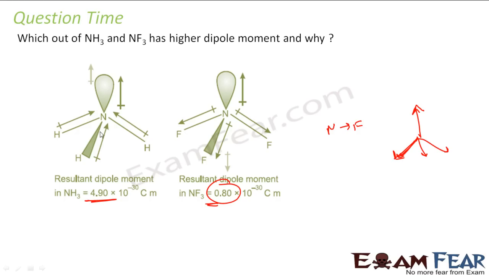But in the case of NH3, all these dipoles are in this direction, and the dipole for this lone pair is also in this direction, so it adds up. So the dipole is more, right? The net dipole of the molecule is more.